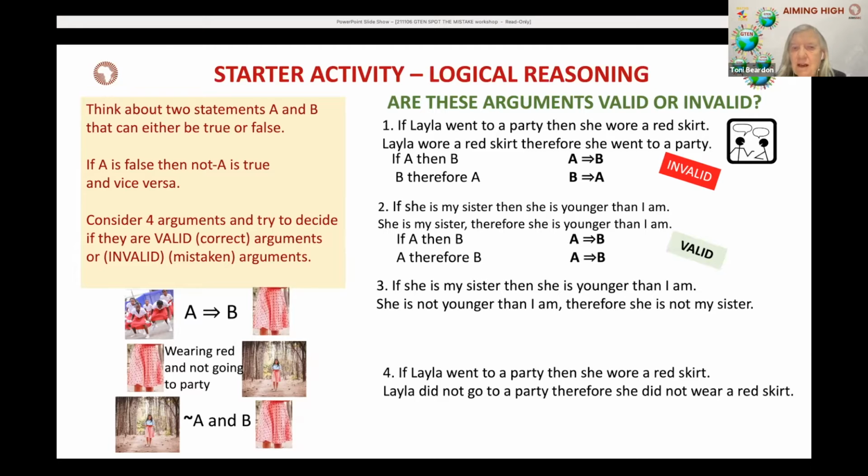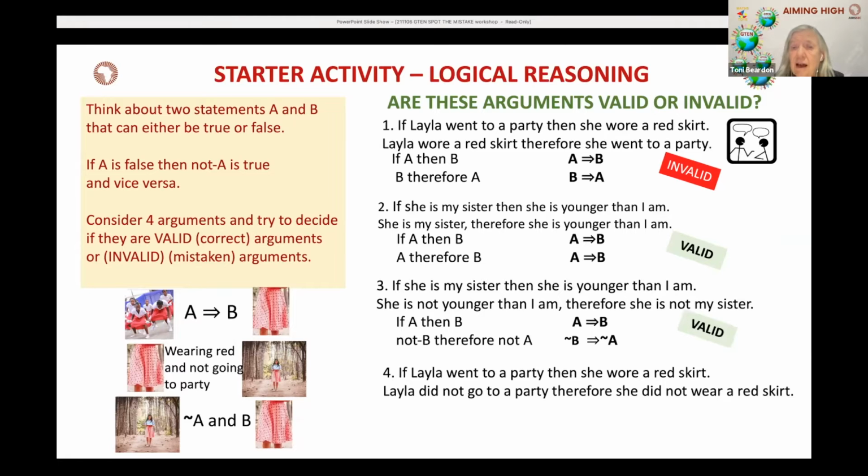The next one, if she's my sister, then she's younger than I am. Same first statement there, okay? That person over there is not younger than I am, therefore she's not my sister. Is that valid or invalid? So Pam, you could decide on that. If she is my sister, then she is younger than I am. That is certainly true. Is it true that if she's not younger than I am, then she's not my sister? That's a valid argument again.